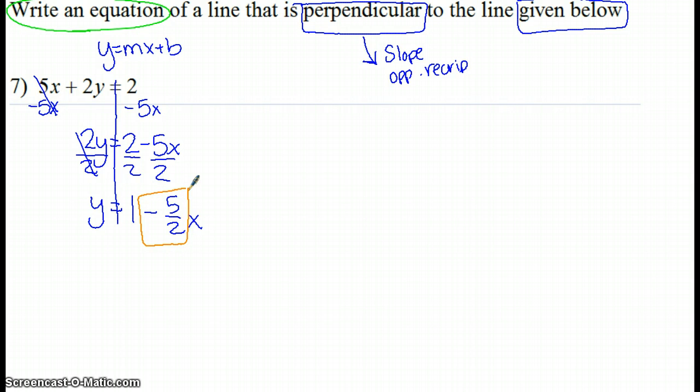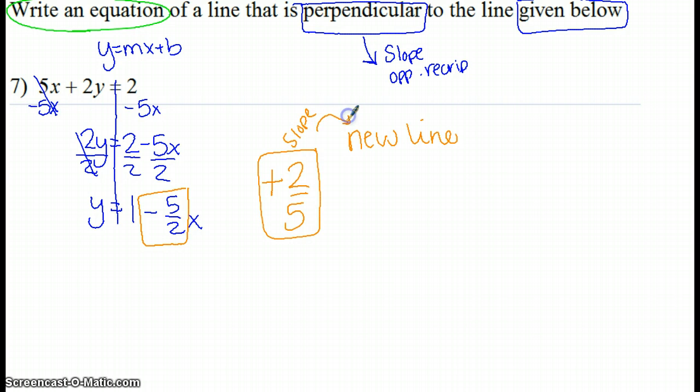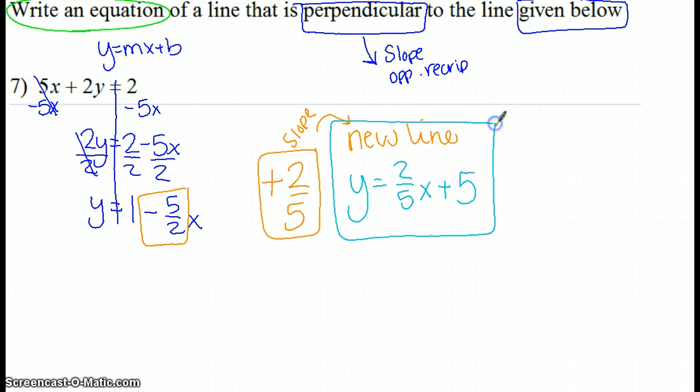Remember that essential information is that the slope of my new line must be perpendicular. So I need to change the sign to positive and flip the fraction. This is the slope of the new line. So as I put this in my equation, it will be y equals 2/5 x plus whatever I choose the y-intercept to be, and this time I'll choose 5. You should pause the video here and complete the remainder of the problems in this section.